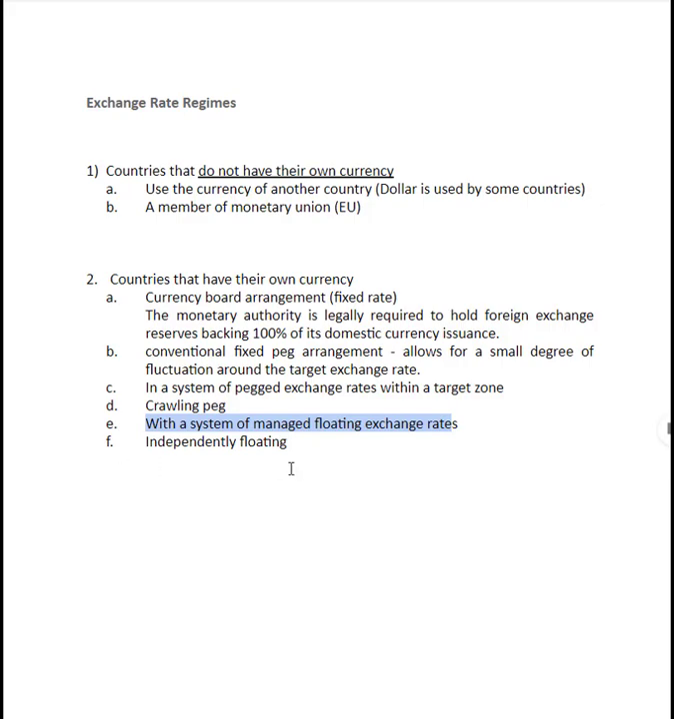And the last one is independent floating. In this case, market demand and market supply of a currency decide the currency price. So there is a lot more fluctuation in the exchange rate, which is not actually good for the economy and for stable trade.